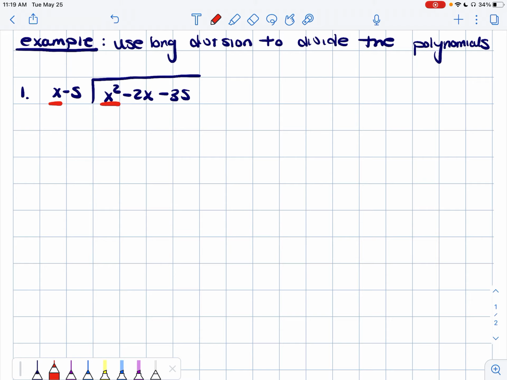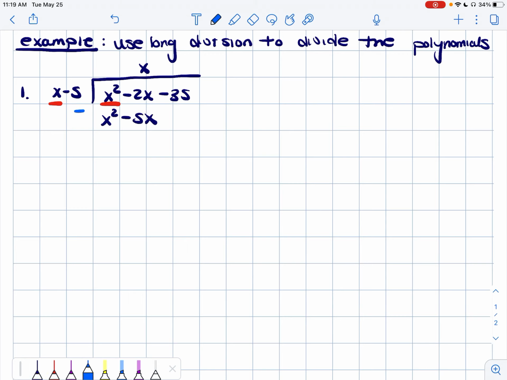Okay, so for these, we start by looking at the first term of both the dividend and the divisor. And the question we're going to ask ourselves is, what do we need to multiply an x by to get an x squared? And of course, that would be an x. So that's the first thing we put in our quotient. Then we multiply the x by the entire divisor, x minus 5. And that would give us x squared minus 5x.